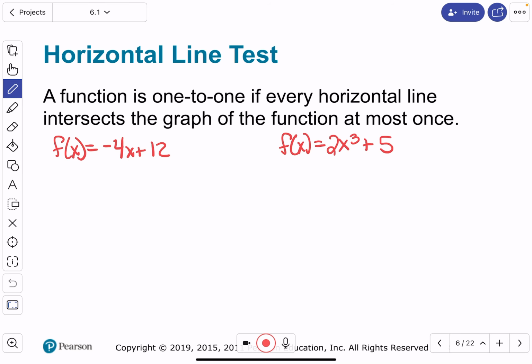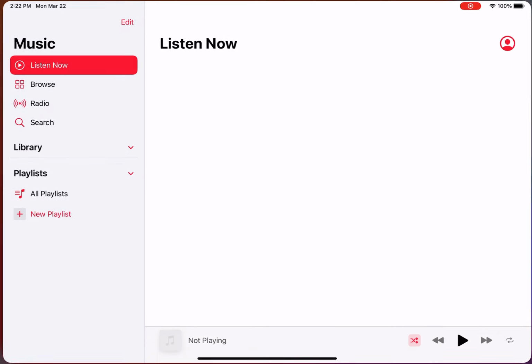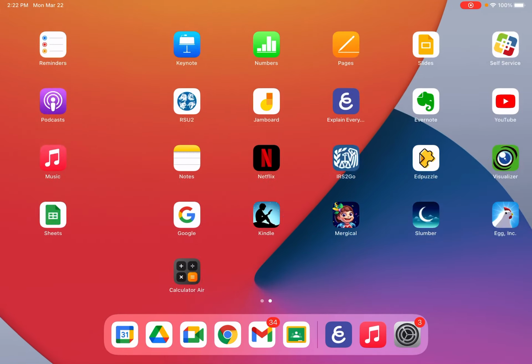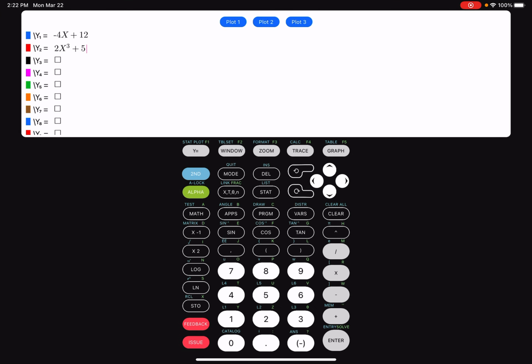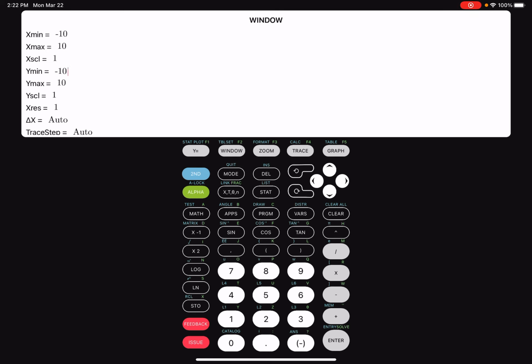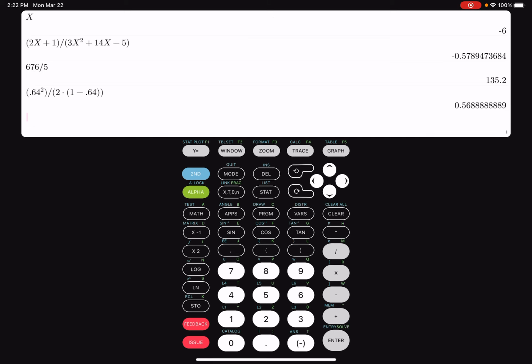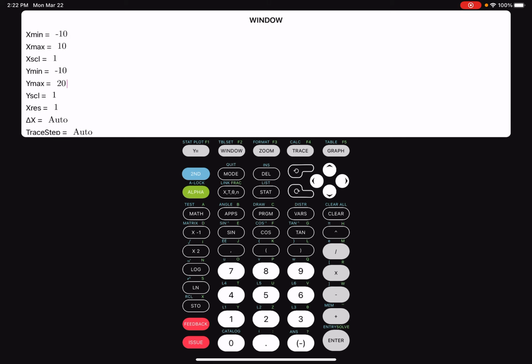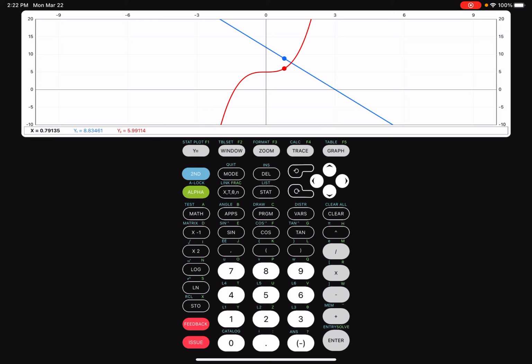Another choice is to graph. So if we graphed these two functions, -4x plus 12 and 2x to the third plus 5, let's see what it looks like. Here, -4x plus 12 is going to be blue, and 2x to the third plus 5 is going to be red. I'm going to make my window a little bit taller here. Window 20, graph.